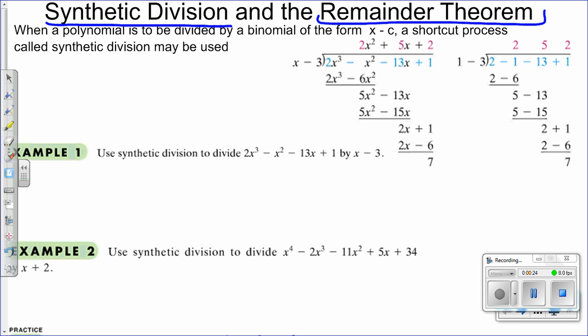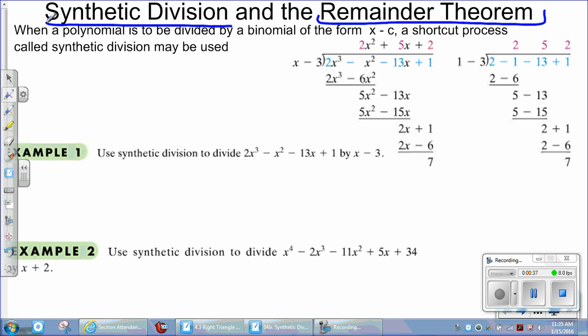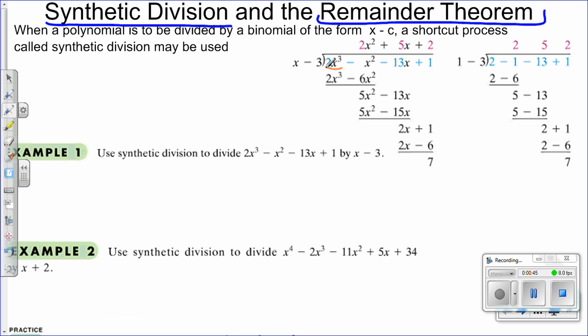And remember how I told you the remainder is so important that it actually has its own theorem after the remainder. Okay, so we'll get to that in a minute. Before we start synthetic division, let's just do a very quick review of what was happening here with the long division. And so again, we start with dividing the 2x cubed by x, and of course we got 2x squared, right?